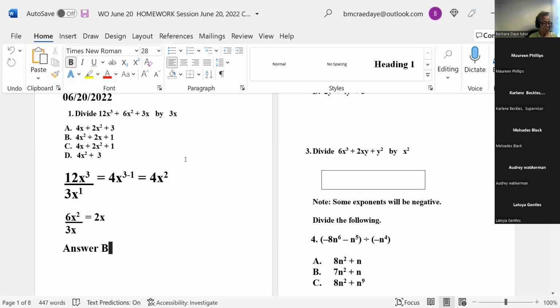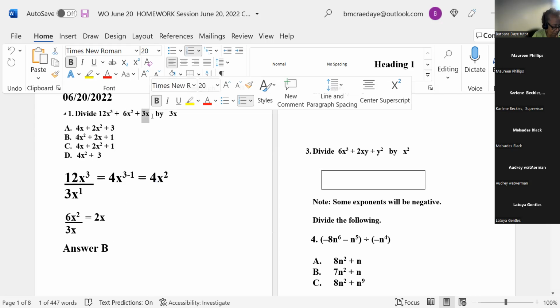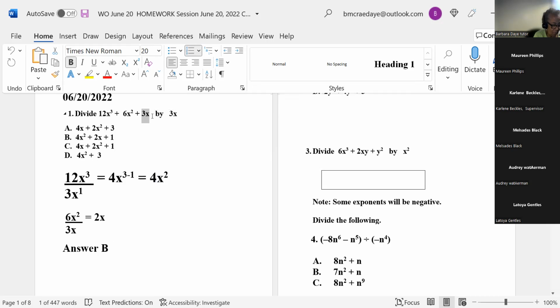Oh, so 3x is 1. Yeah, 3x. Remember I said you take each term in the polynomial and divide by the monomial. So 12x to the third divided by 3x gave you the 4x to the second. 6x to the second divided by 3x is 2x. Now we could take out 3x and divide it by 3x, and that's your 1.